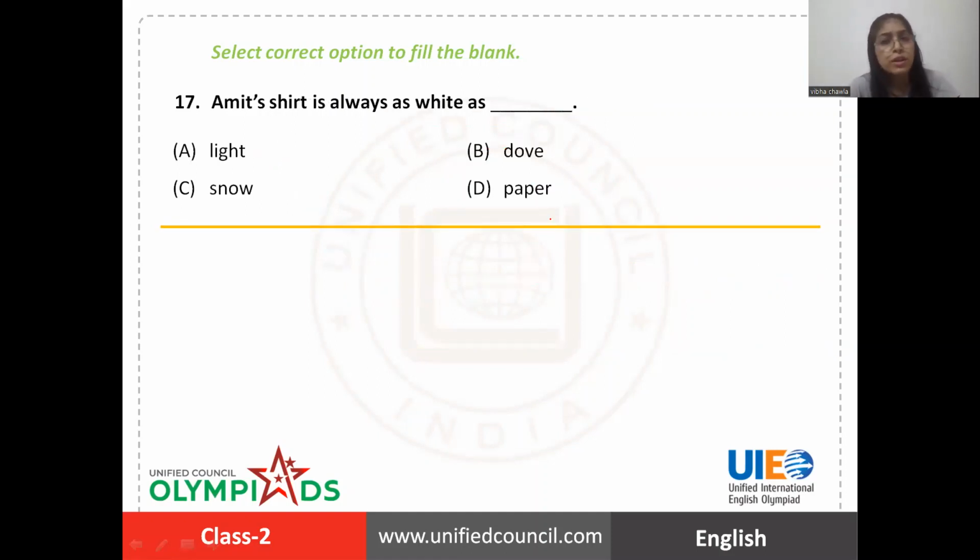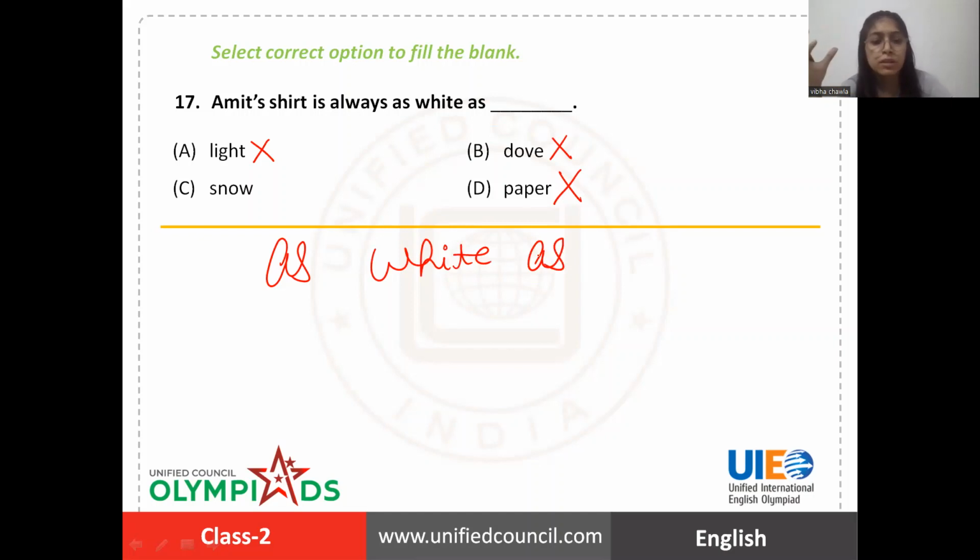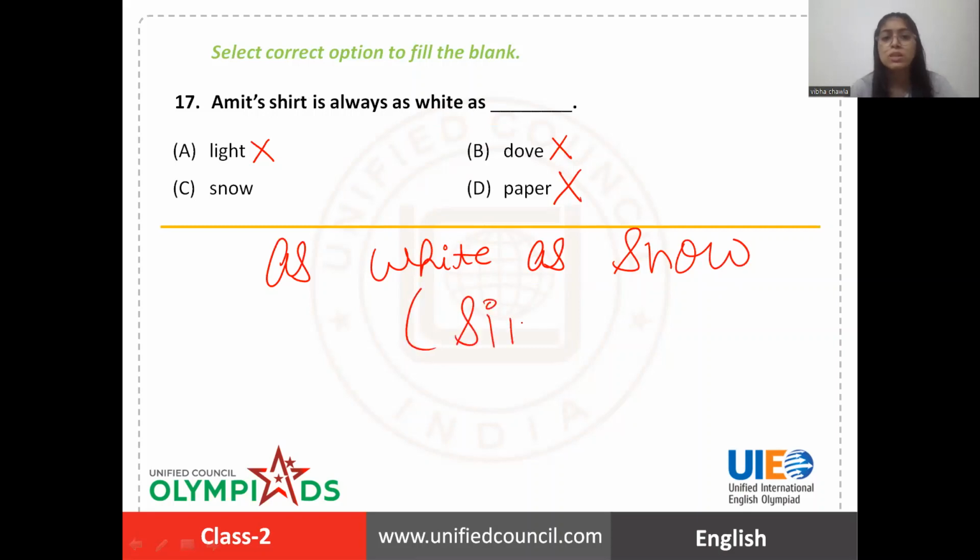Then in the next question, again, it is fill in the blanks. Amit's shirt is always as white as blank. As white as light, as white as dove, as white as paper. Whenever we are comparing something with some other thing in color white, the right simile is as white as snow. Okay, this is a very common simile.